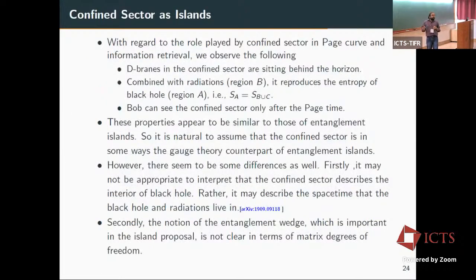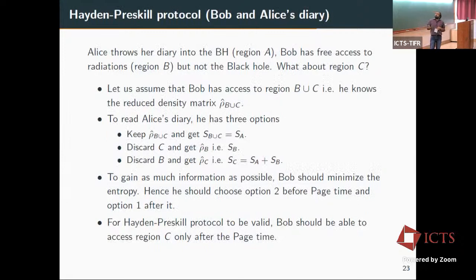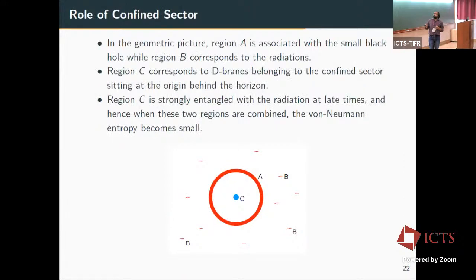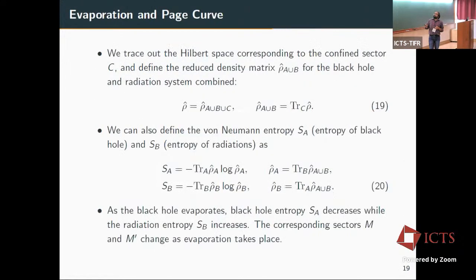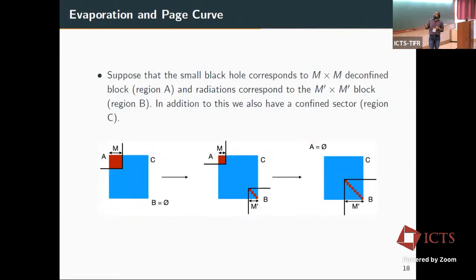In the second case, is it like SB equal to SA? Sorry, which one? In the second case, when Bob discards C. No, SB is not equal to SA. Okay. In that it may exist, kind of. Sorry? So in that case, what is SB? SB is just the entropy of this radiation sector. These radiations, or if I go back here, just the entropy related to this sector. Oh, okay. Okay, thanks.